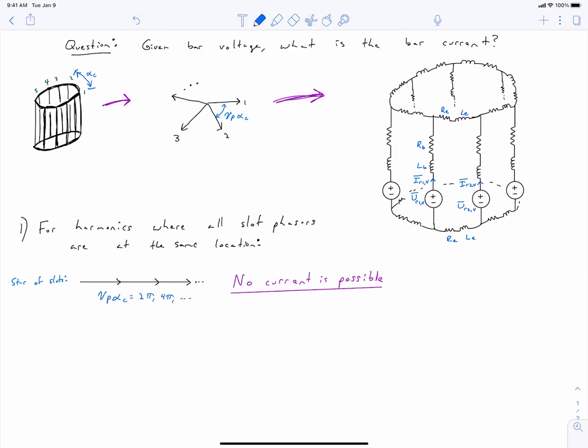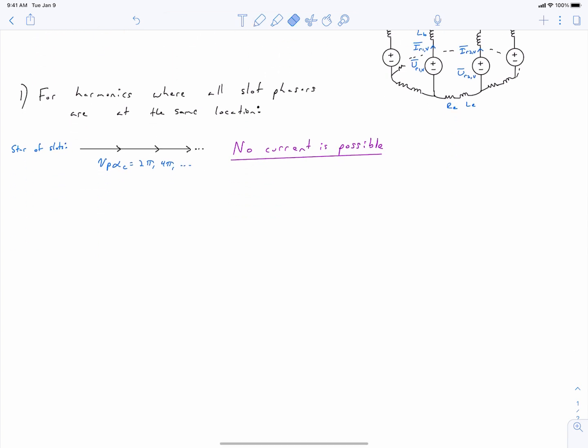So again, our star of slots looks like this. All phasors are at the same location. We can also understand this by drawing a fields diagram. We can say that at this harmonic, there is no field that links the rotor cage.